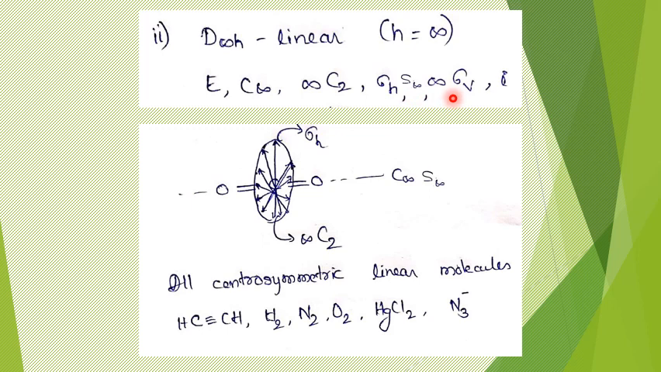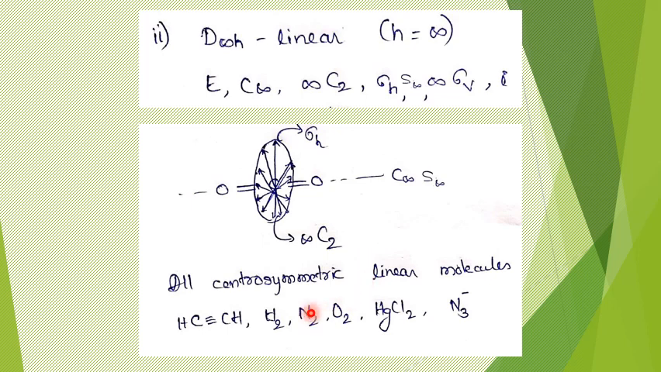and even an infinite number of sigma v's. Just like in the case of C infinity v, we can cut the molecule like this, or from above, from anywhere we can cut the molecule, so that the C infinity axis is part of the plane. In that case the molecule will result in an identical orientation itself, and that's how an infinite number of sigma v's are also present. All these things we shall see in animation, so that it will give you a clear idea.